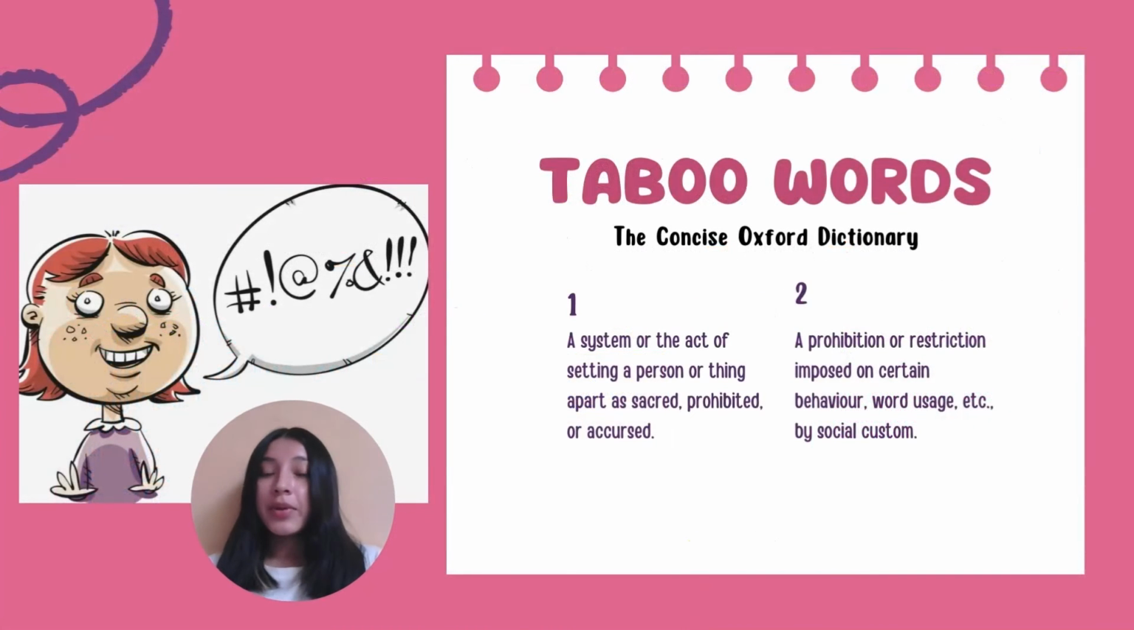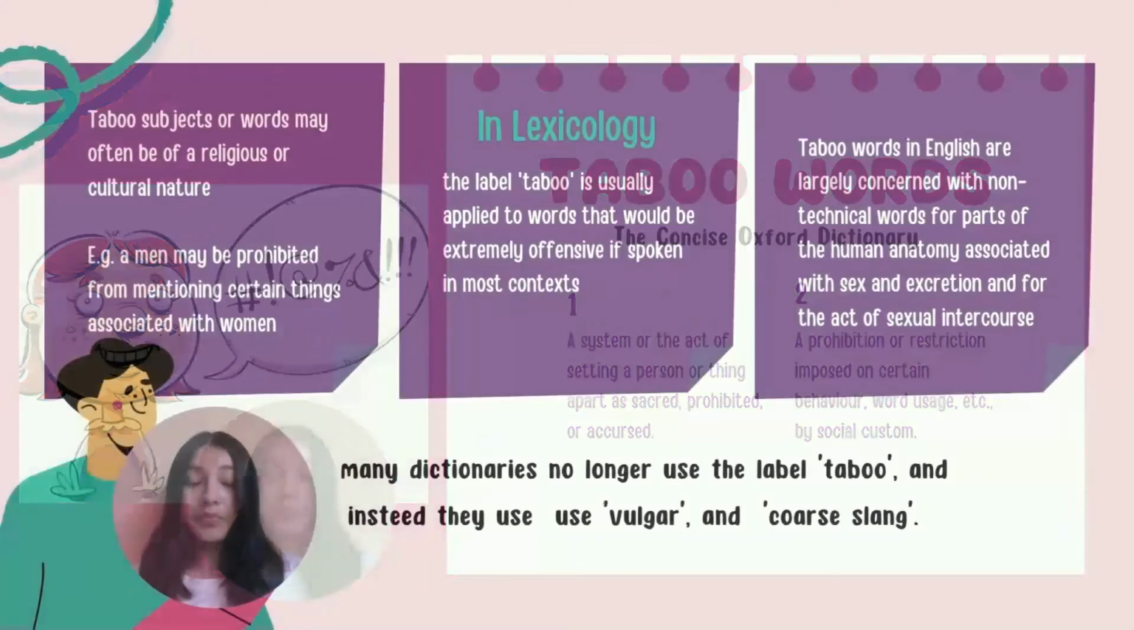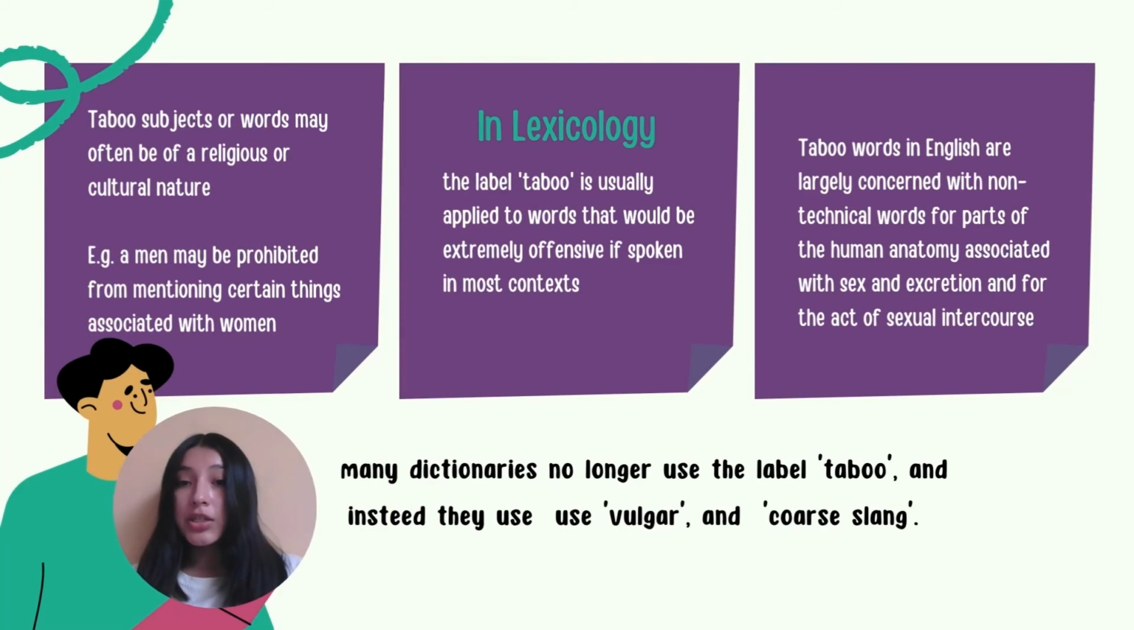So I'm going to explain about taboo words. The Concise Oxford Dictionary says there are two meanings for these words. The first one is that it's a system or the act of setting a person or thing apart as sacred, prohibited, or accursed. The other one is that it's a provision or restriction imposed on certain behavior, word usage, etc., by social custom. Also, taboo subjects or words may often be of a religious or cultural nature. For example, a man may be prohibited from mentioning certain things associated with women.